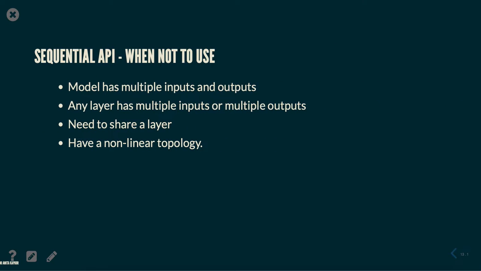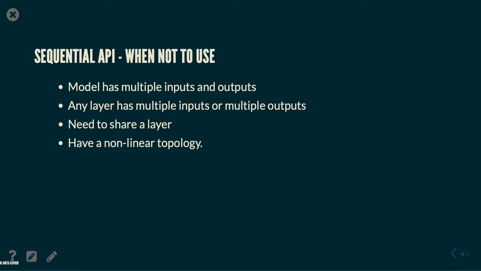Now the question arises: the Sequential API is, as you can see, very easy to use, but when can I not use it? I cannot use it if I have a model which has multiple inputs, so there is more than one input or more than one output. I cannot use it when any of the layers in between, not just the input and the output, has multiple inputs or outputs.